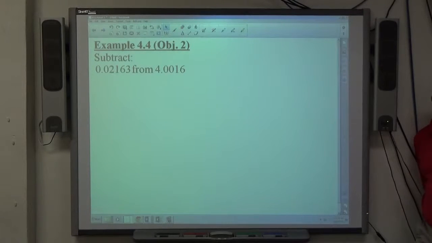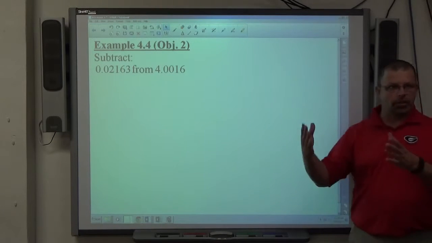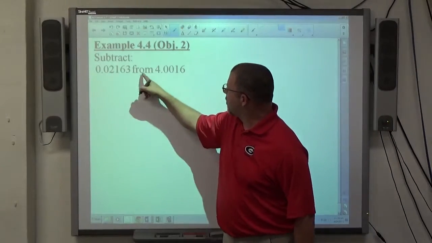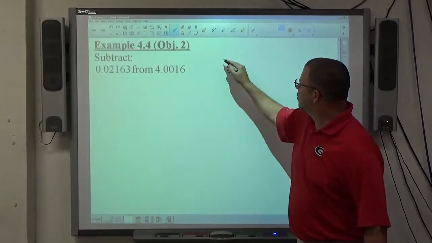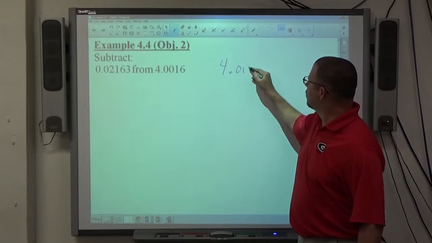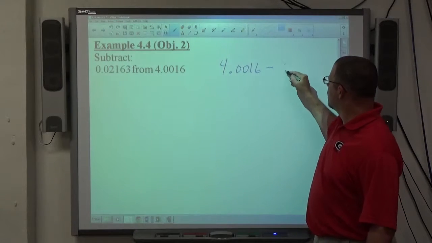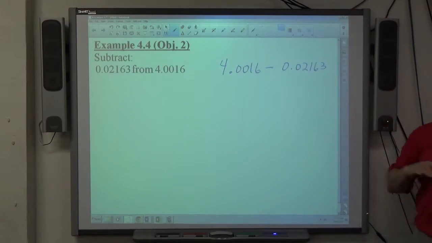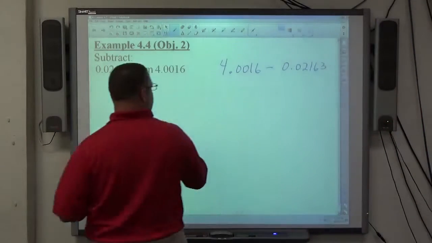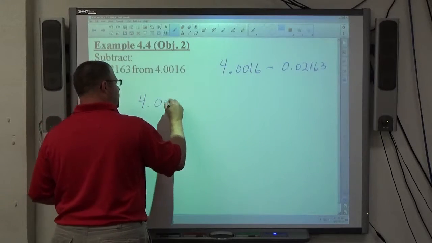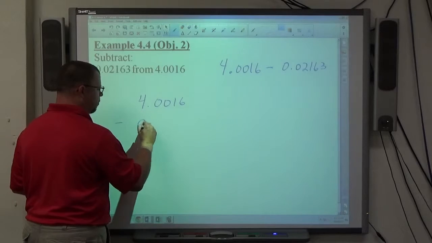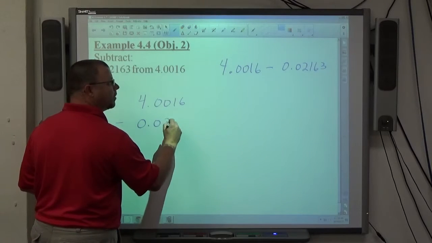When you're subtracting or dividing, order does matter. So the way it's describing this, to subtract this number from that number, if I was writing it in subtraction form, 4.0016 minus 0.02163 is how we'd write it. If I wrote it vertically, the first number goes on top, the second number goes on bottom, once again lining up decimal places.